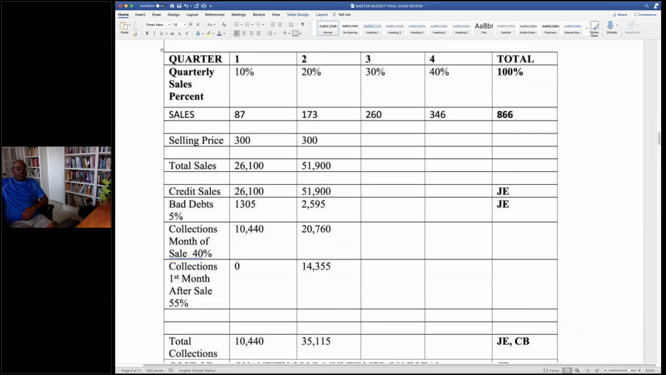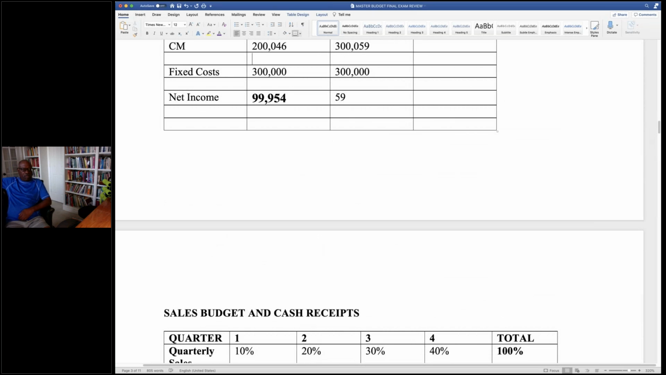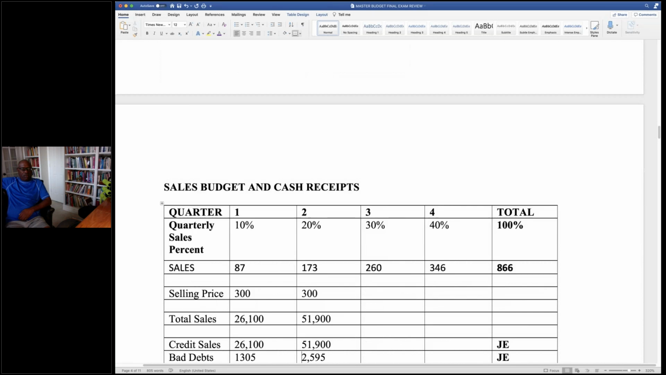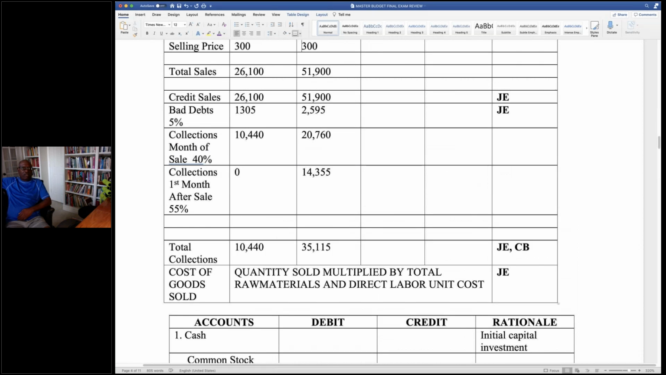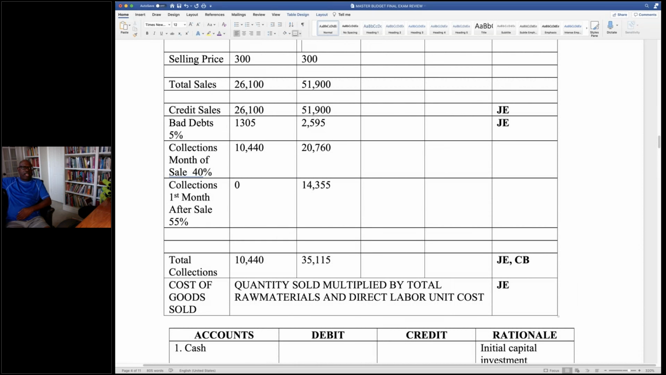Did I pass it? No, it's right there, right there. Whoa, went too fast. Go back up a little bit. Okay. Total sales, how much you got? 51,900. So put that on that line for sales, on the selling expense budget.